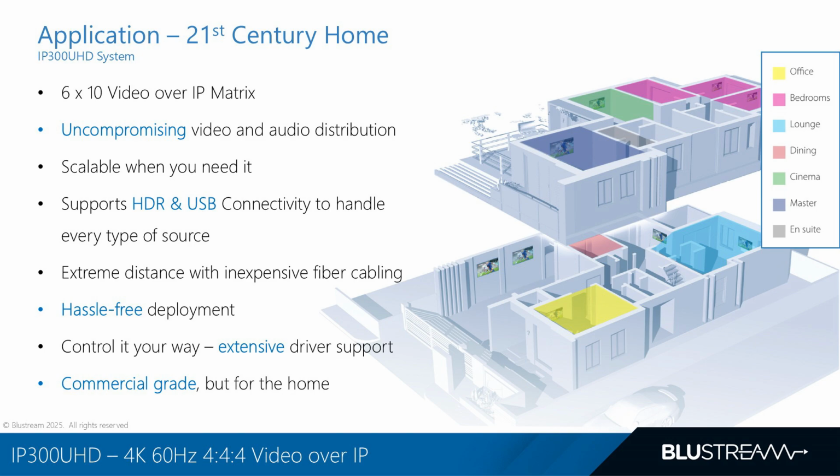Now, as we step into the future of home entertainment, the Blustream IP300 UHD stands out as a true enabler of next-generation residential AV distribution. In this real-world example, we see how the IP300 UHD seamlessly integrates into the modern smart home, delivering an uncompromising AV experience with support for full 4K 4:4:4, advanced consumer AV features, and robust network performance.